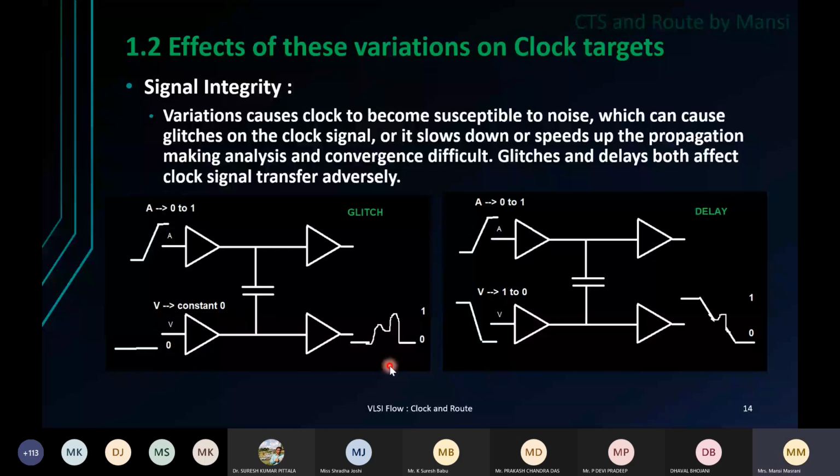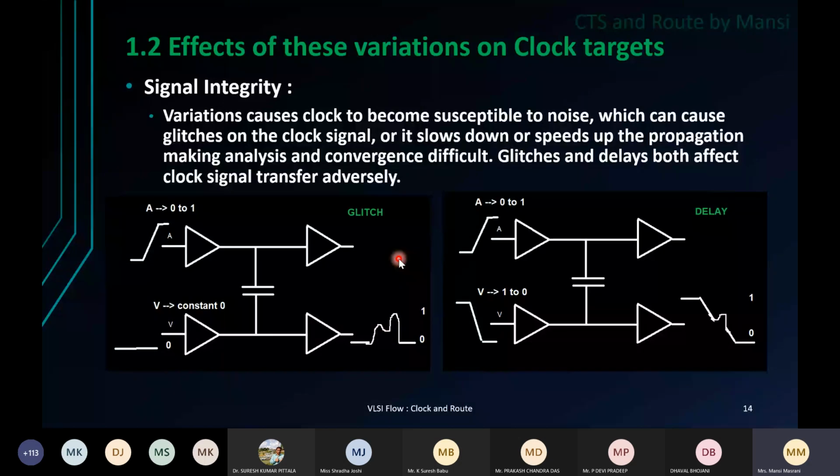Now the second part is when my victim is traversing from 1 to 0, and my aggressor, the one which is causing the noise, is going from 0 to 1. At that time this aggressor will not let my victim come down from 1 to 0. It will try to hold it above. Even if this is not called a glitch, it will at least delay the signal, which is a major thing for clock. Okay, so this is signal integrity. Your whole signal has gone bad. It's not ideal anymore. So this is the effect of that variation on clock targets.